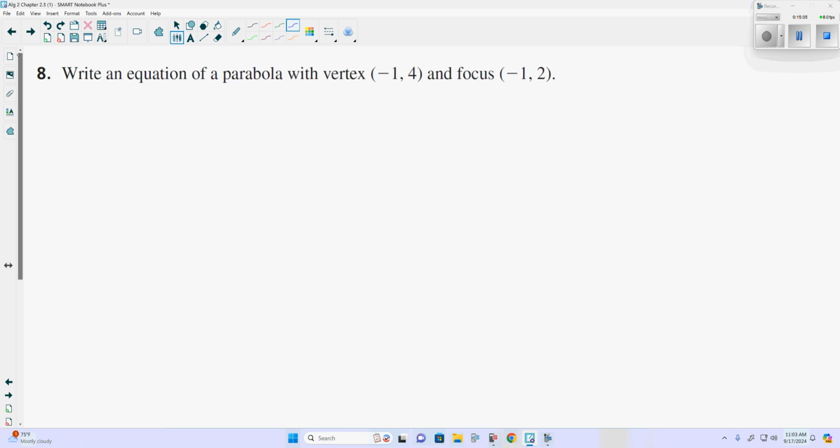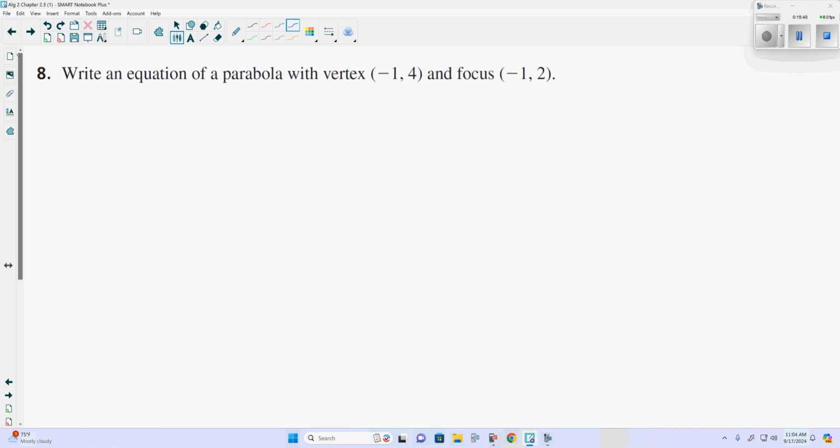Write an equation of a parabola with vertex -1, 4 and focus -1, 2. Now again, they didn't give us an equation or a graph to be able to look at. I think it's just vertex and focus. It is the top, that one right there. Vertex -1, 4, focus -1, 2, yes? Turn the page.